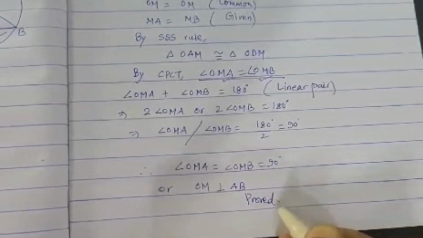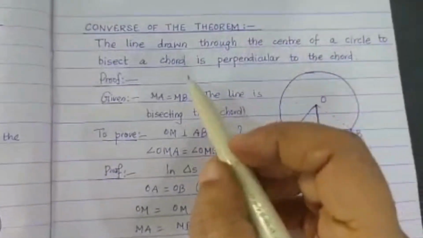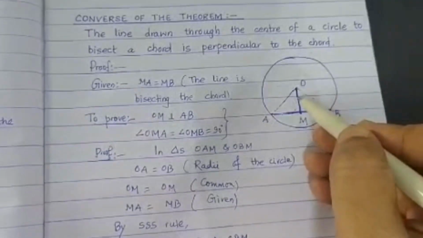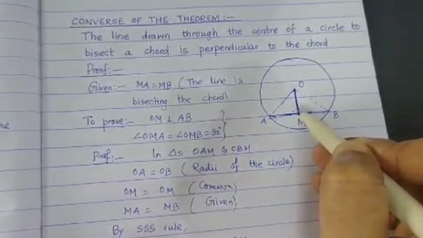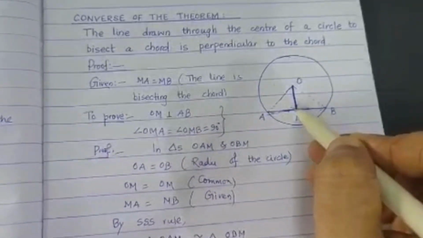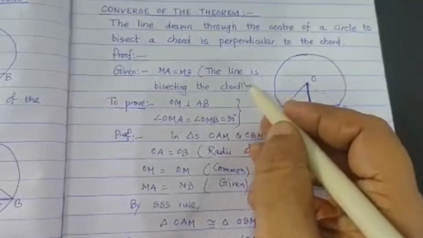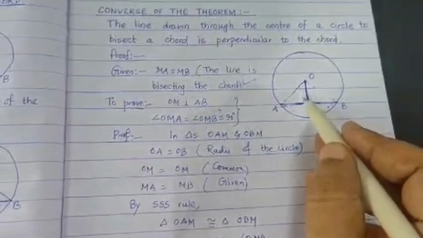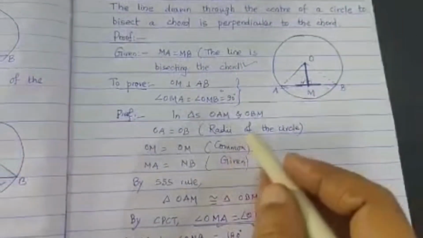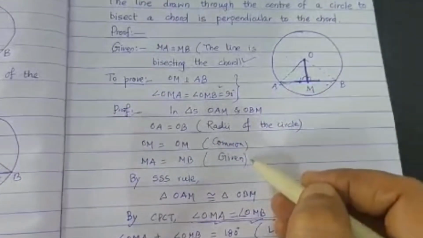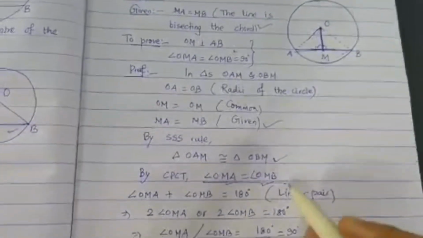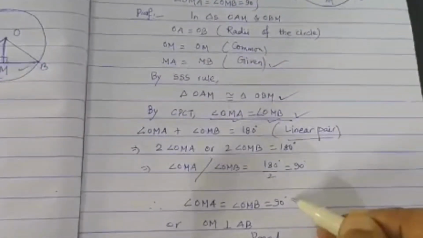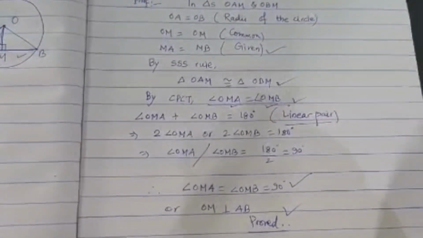Now this is proved. So the converse: the line drawn through the center of a circle to bisect a chord is perpendicular to the chord. If this line is bisecting this chord, then this is perpendicular to the chord. So given MA equal to MB, we have to prove that OM is perpendicular to AB, or these two angles are 90 degree and are equal. In these two triangles OAM and OBM, we have proved by SSS rule that these two triangles are congruent, and by CPCT these two angles are equal. Now by linear pair we can say that these two angles are actually equal to 90 degree. That means this OM is perpendicular to AB.